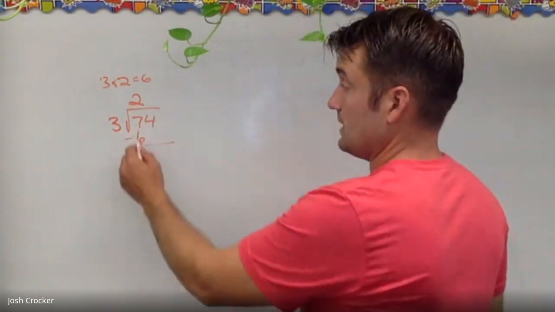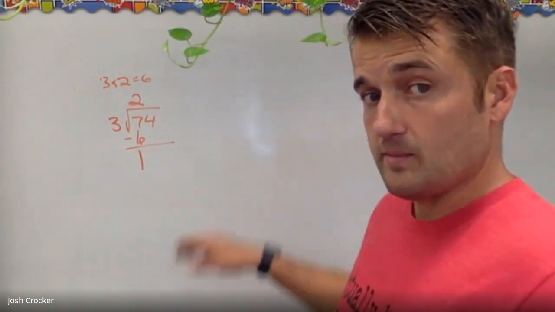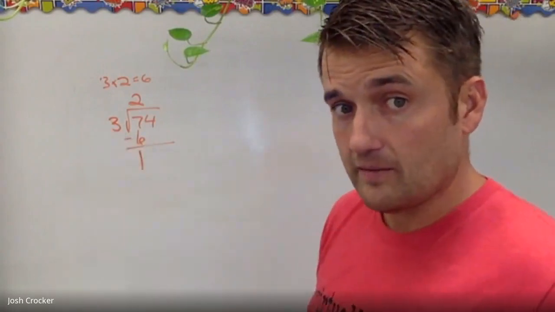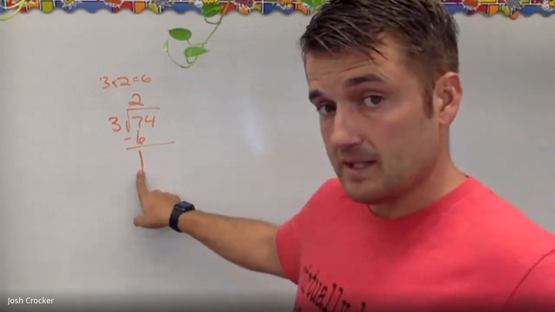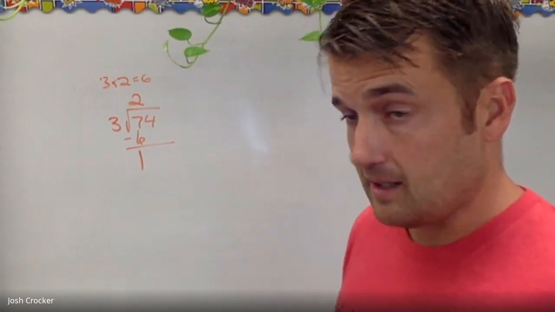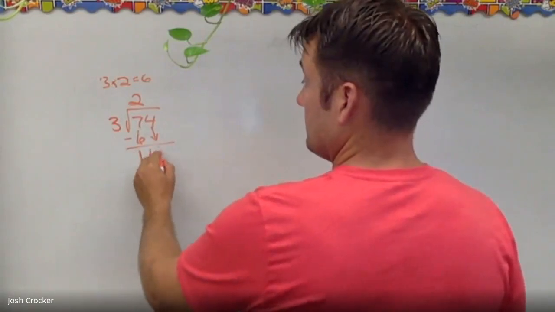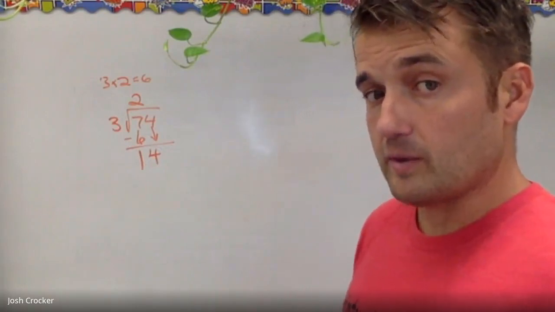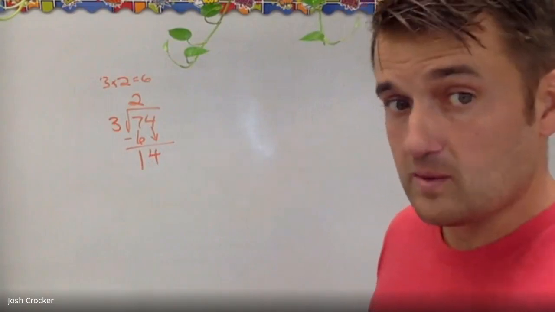So 7 minus 6 is 1. Now, when you subtract like that, the number you get here should never be bigger than this number. If it is, you made a mistake. So 1 is not, I'm doing okay. And now this is a new step that we didn't do at all last time. We're going to bring down. Even though we started with the small problem of 3 going into 7, I still have to eventually deal with that 4. So that's what I'm doing now.